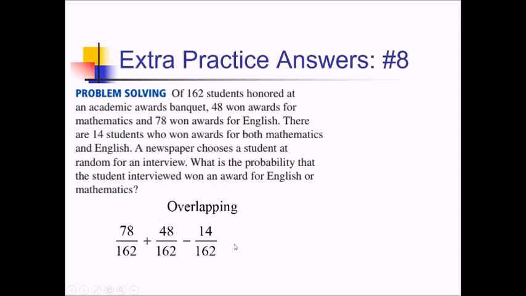So now putting all that together, 78 plus 48, that's going to be, let me see here, 70 plus 40 is 110, 8 plus 8 is 16, so that's 126 minus 14, so 112 over 162. And then if we want to reduce that, that can reduce by 2's to give us 56 over 81, and it doesn't look like that can be reduced anymore.